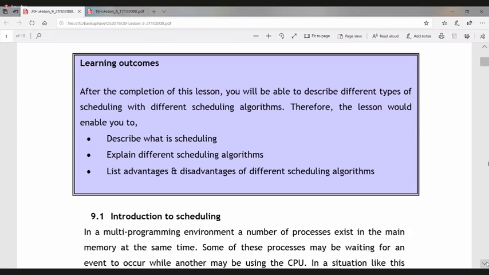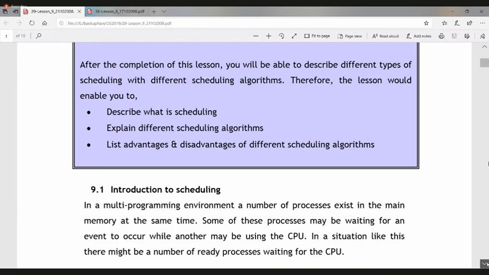When you complete this lesson, you will be able to describe different types of scheduling with different scheduling algorithms. Therefore, the lesson would enable you to describe what is scheduling, explain different scheduling algorithms, and list advantages and disadvantages of different scheduling algorithms.